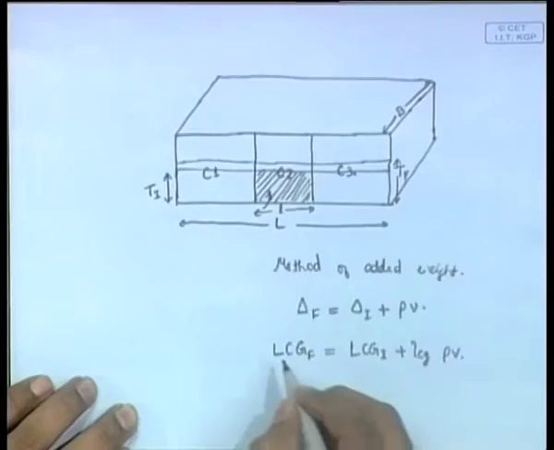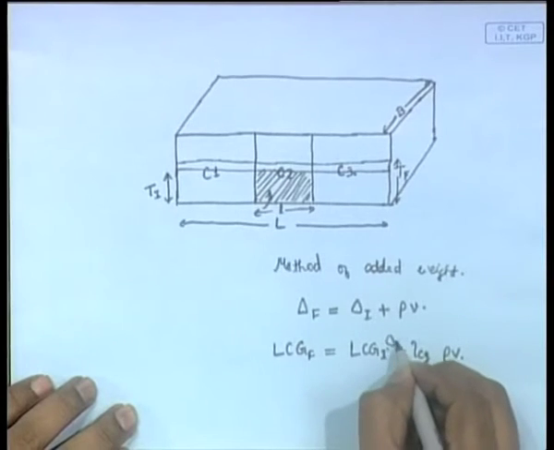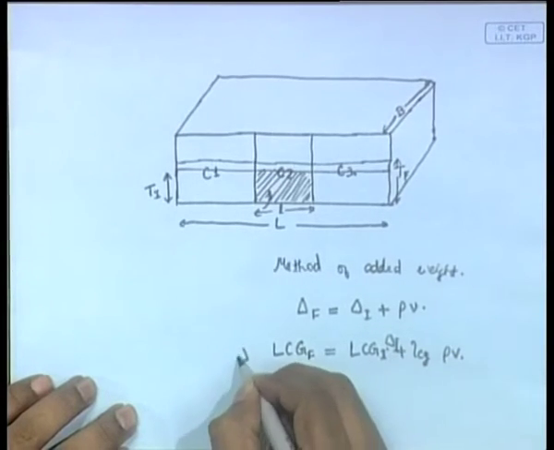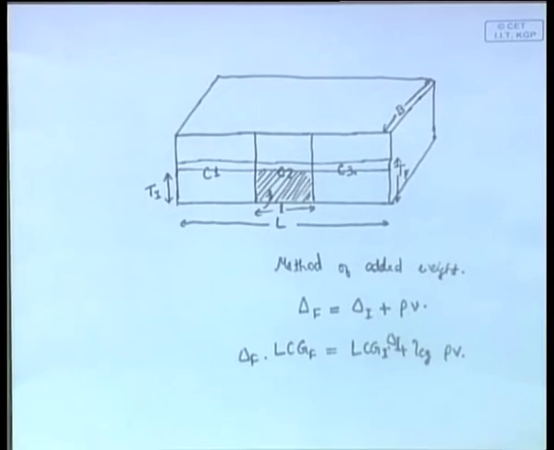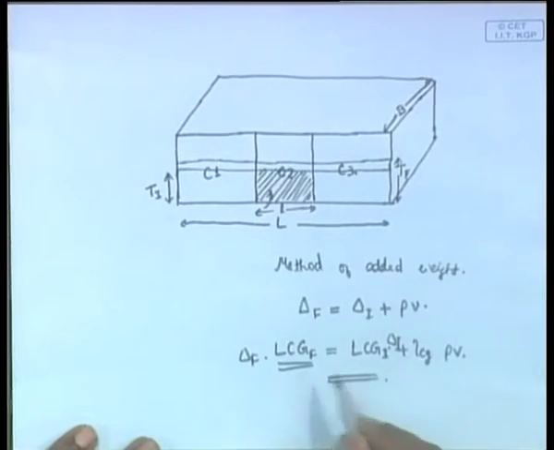Sorry, I wrote it wrongly. It is like this, we are just equating the moments. So delta F is the final displacement, delta F into LCG F is equal to LCG I, the initial LCG, into delta initial, plus small lcg, the LCG of the water added, into the weight of the water added. So this will give you the final LCG.